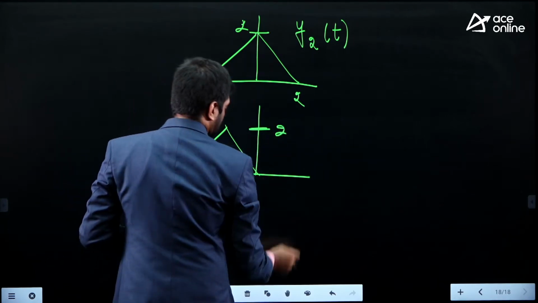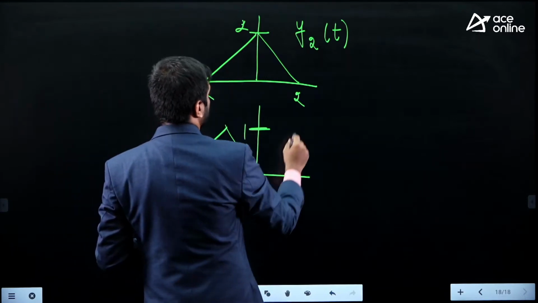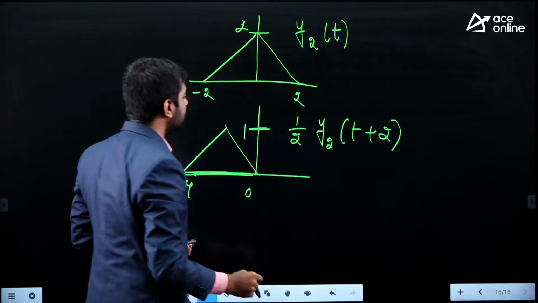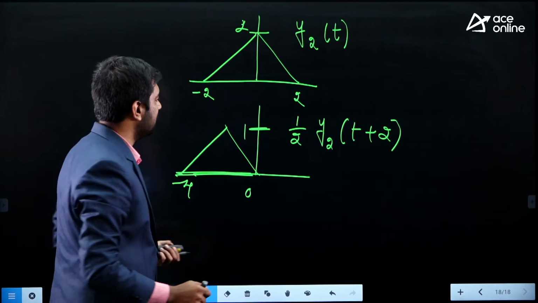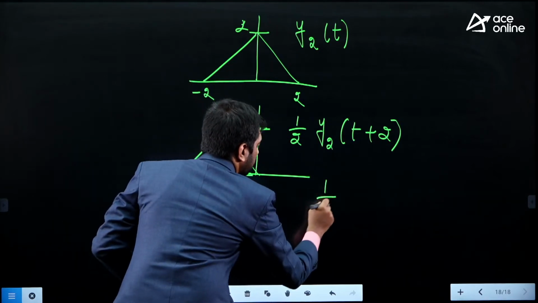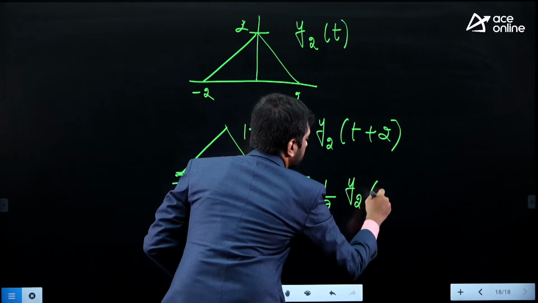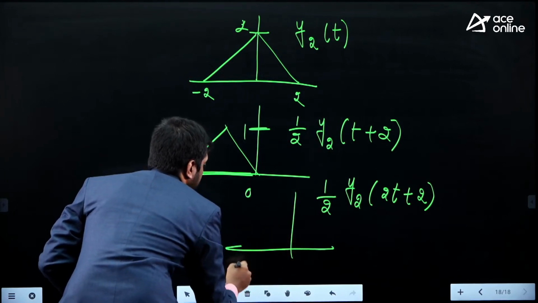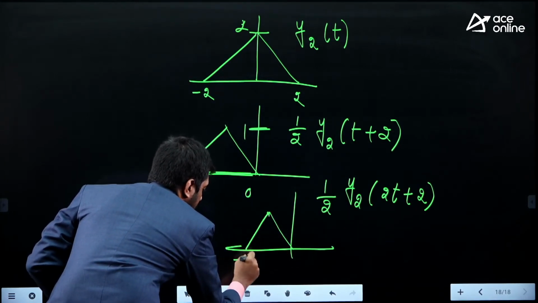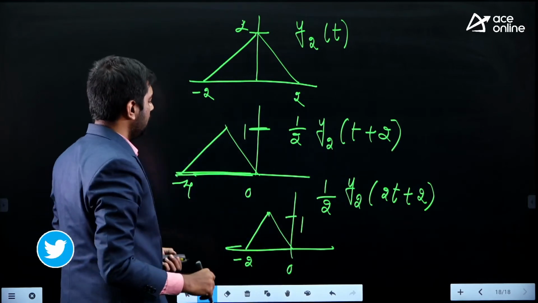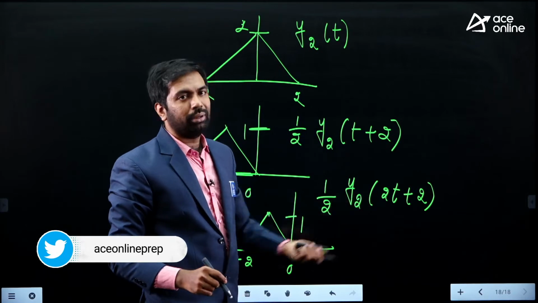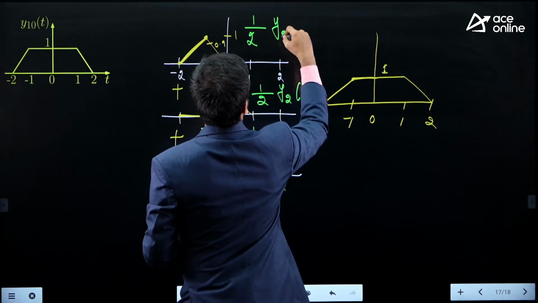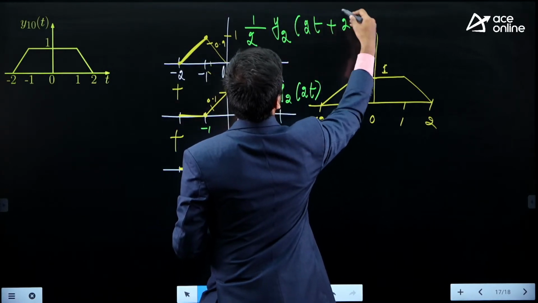Here the amplitude is 2, so I'll also divide this by 2. So this is 1 by 2 y2 of t plus 2. But I just need it from -2 to 0, right? So I'll compress this. Compressing, it's 1 by 2 y2 of 2t plus 2. How does this look? This looks like this, from -2 to 0 with amplitude 1. So the expression is 1 by 2 y2 of 2t plus 2.